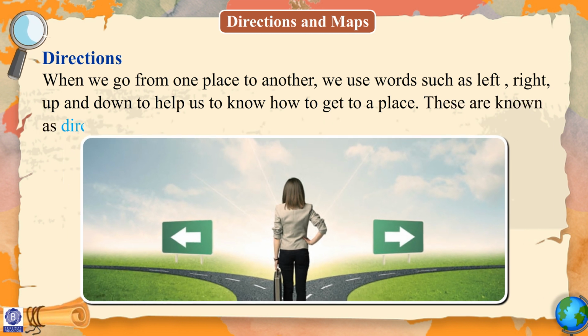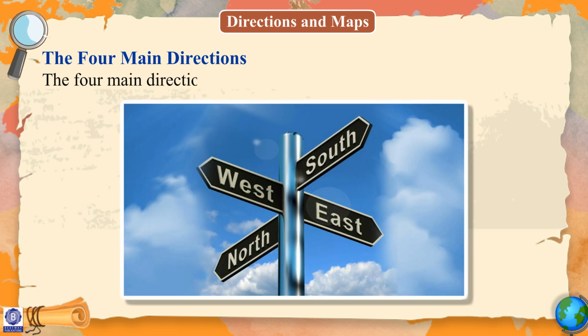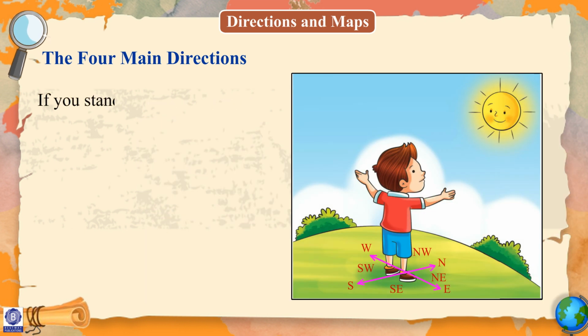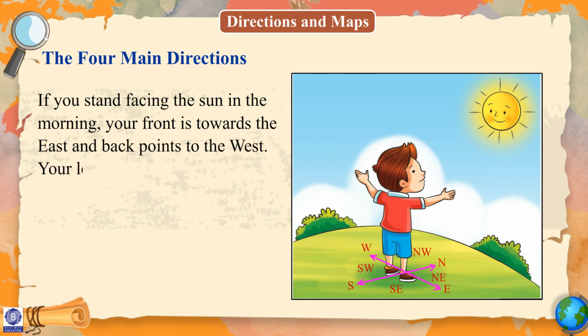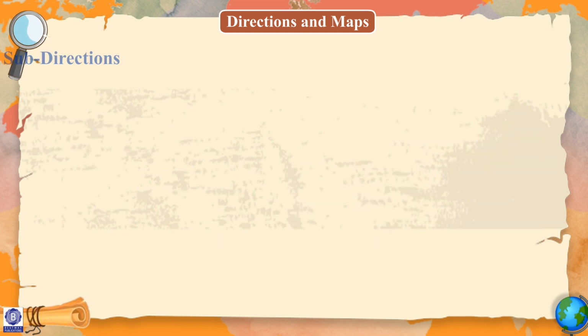These are known as directions. The 4 main directions. The 4 main directions are north, south, east and west. The sun rises in the east and sets in the west. If you stand facing the sun in the morning, your front is towards the east and back points to the west. Your left hand points to the north and right hand points to the south. North, south, east and west are also called the cardinal directions.